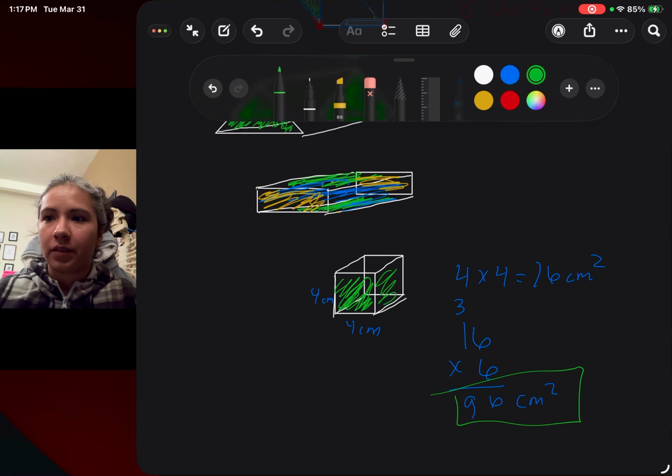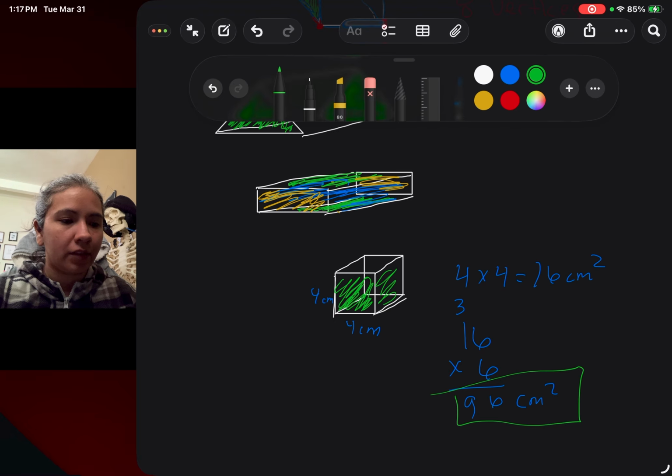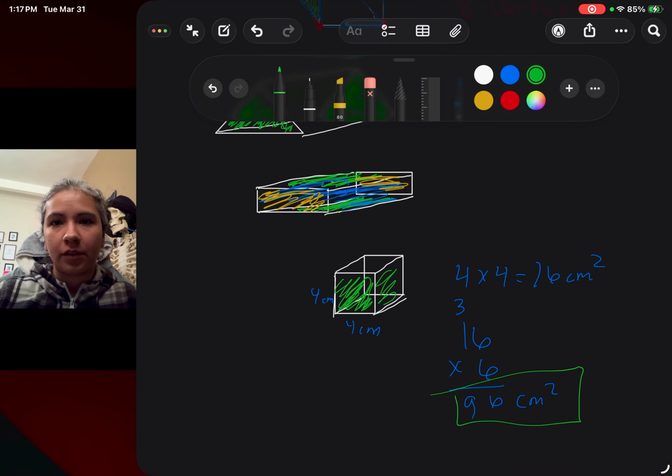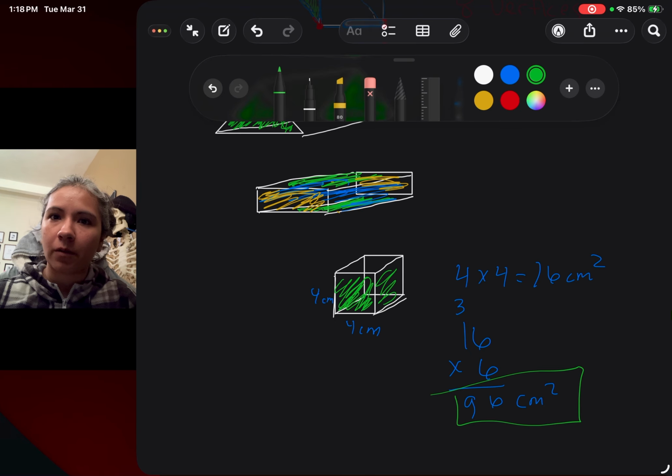But this is geometric solids. So, we have spheres, cylinders, cones, cubes, prisms, pyramids, and then if it's only flat surfaces, it's a polyhedron. And that's it for this lesson. All right, thank you.